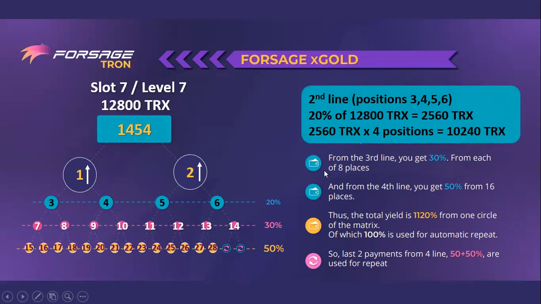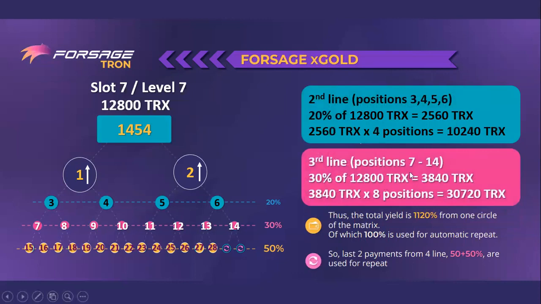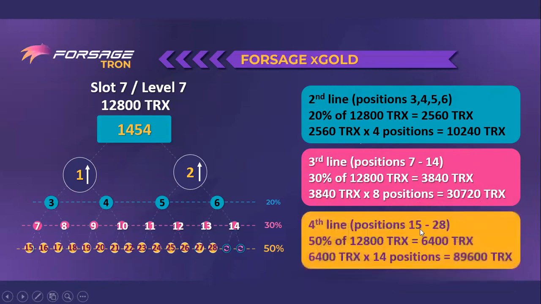2,560 Tronics times 4 positions is 10,240 Tronics. Now for the third line, position 7 to 14, 30% of 12,800 Tronics, because I will earn 30% in the third line, is 3,840 Tronics. Now 3,840 Tronics times 8 positions, that's 7 to 14, is equal to 30,720 Tronics. Wow.